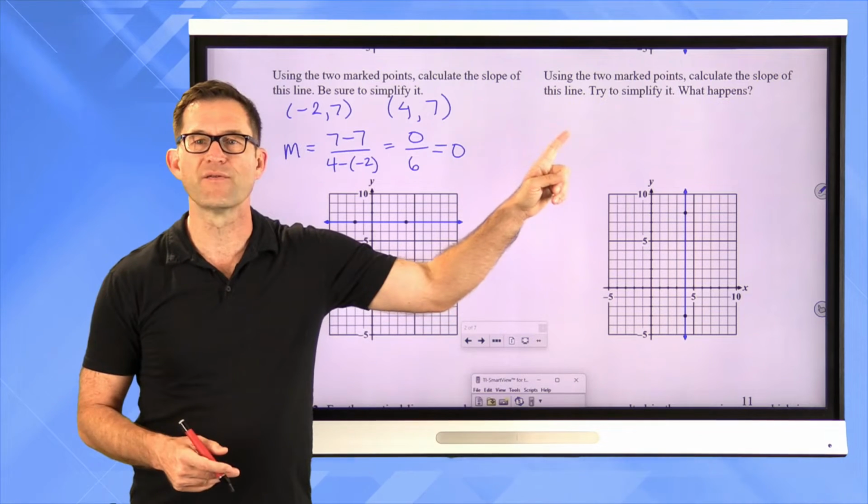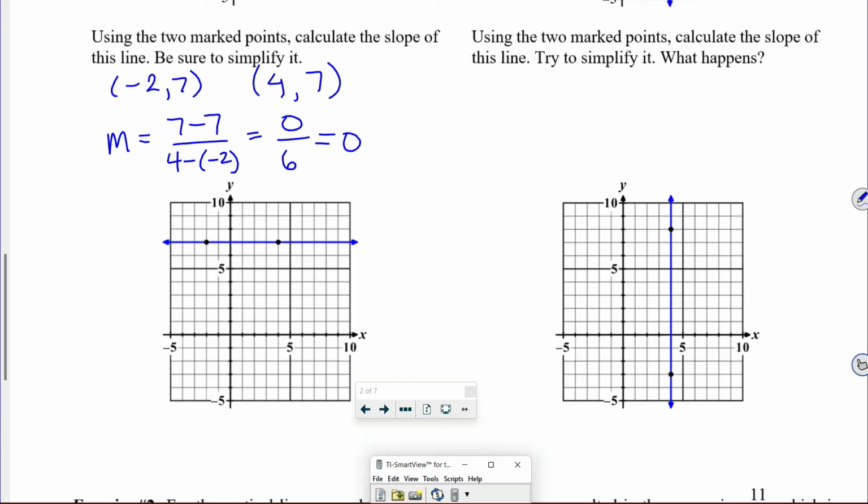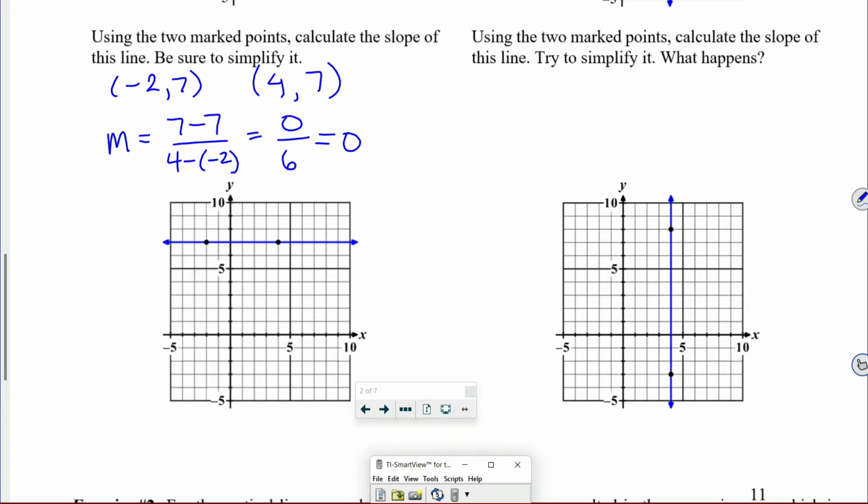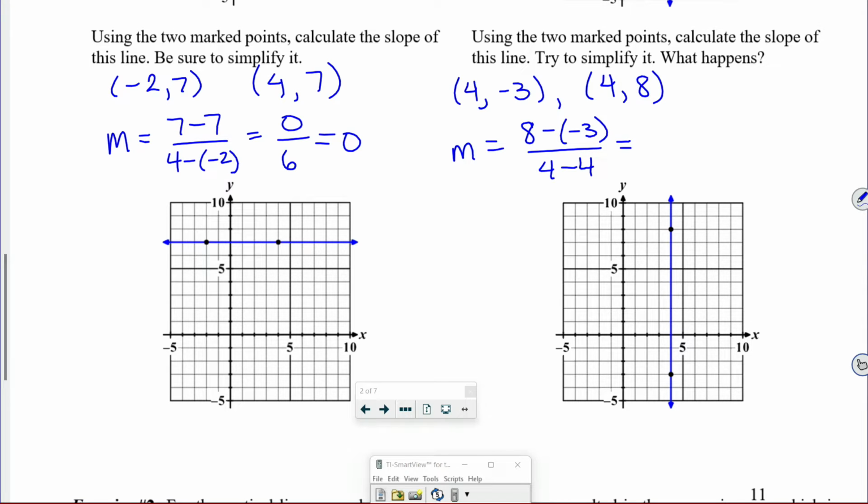Now let's talk about something that's far trickier, which is the slope of a vertical line. Using the 2 marked points, calculate the slope of this line, try to simplify it, what happens? Okay, so let's take a look here. Our 2 points here are 4, -3, and 4, 8. So now, if I do my slope formula, I have 8 minus -3 over 4 minus 4. 8 minus -3 is 11 because there's a rise of 11 there.